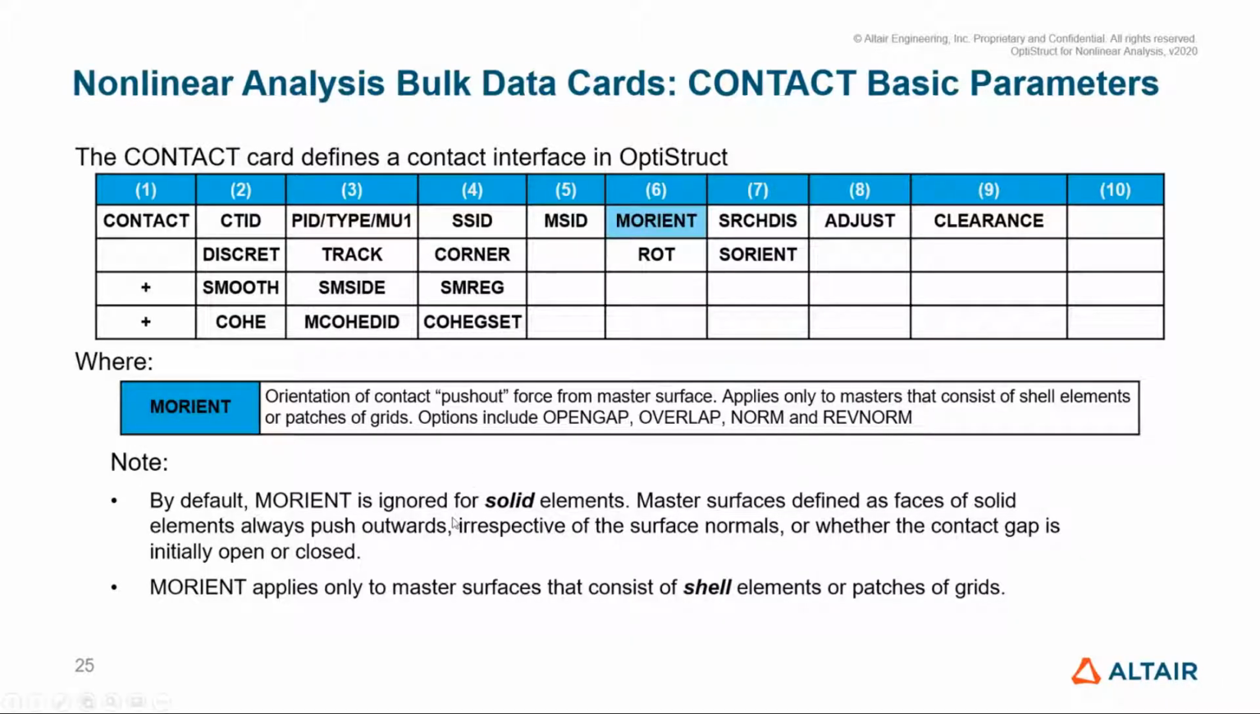But do take note that for solid elements, the M origin is ignored because we always push out. So if, for example, a ball, the orientation of the contact is going to be outwards. It cannot be inwards. So you don't have to worry about it if you are using solid elements. But for shell, yes, you need to take note of this.